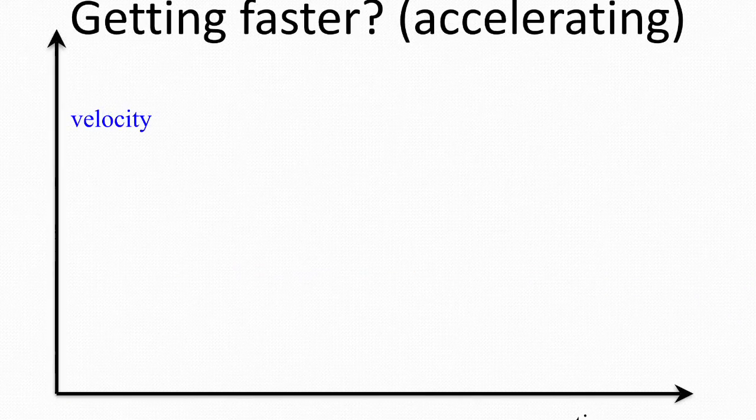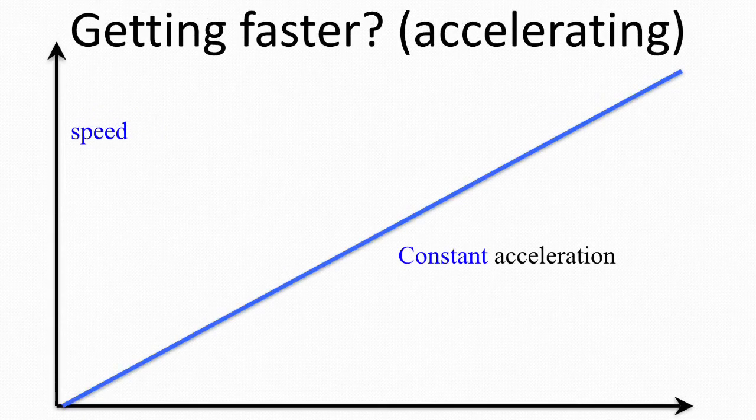What would the graph look like if the object was accelerating or getting faster? Here you can see the object with a constant acceleration. The speed is consistently increasing.